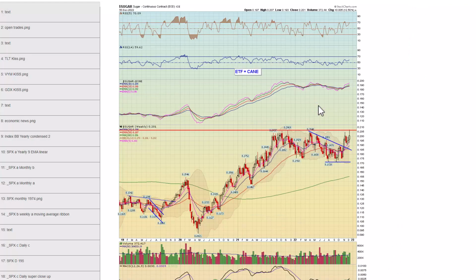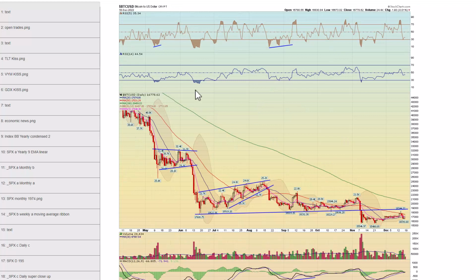Next, chart 69, sugar. As I commented early in the newsletter, this has a bullish chart. It broke out a couple months ago, and it's got resistance up in here. There's various ETFs for it. Next, let's move on to cryptocurrencies.